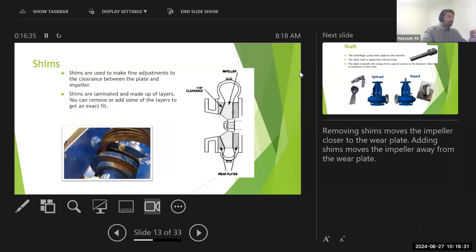The shims are laminated, so they have a particular type of coating on it. And you can actually add or remove layers to get the exact clearance that you want between the wear plate and the impeller. What will happen is that the removing of shims will move the impeller closer to the wear plate, and adding of shims will move the impeller away from the wear plate.